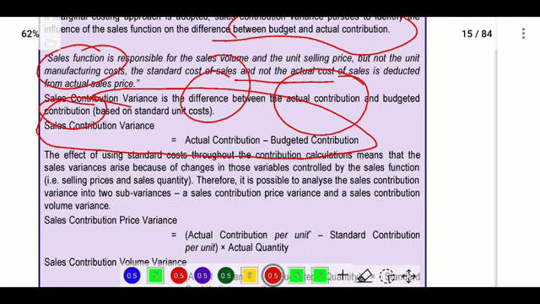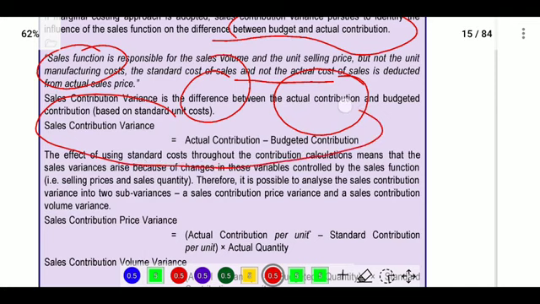Here we have taken reverse. See why? Normally we take which starts first for all variances, but for sales contribution variance we will first take the reverse case, that is, actual will come second and first we take budgeted, so budgeted contribution. That is the case here.